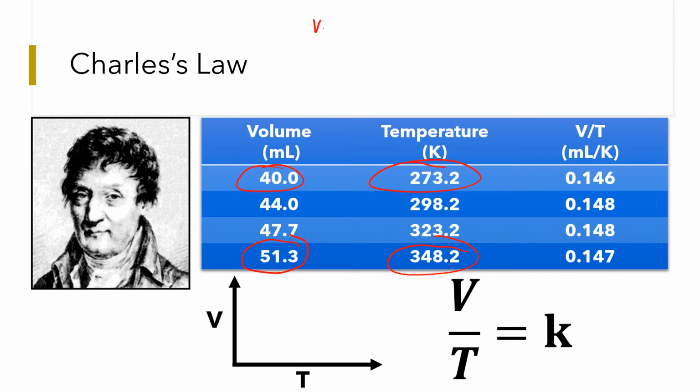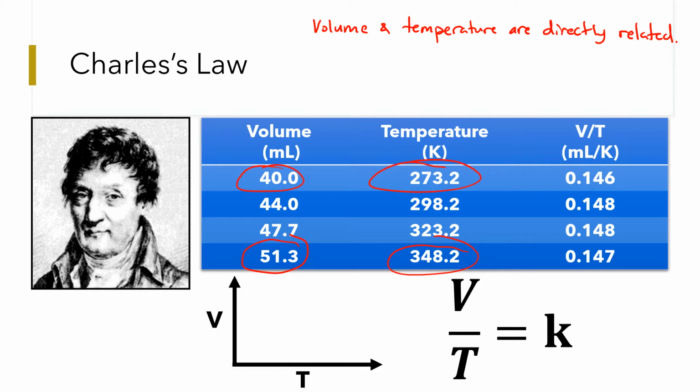So volume and temperature are directly related. Directly related means that if one goes up, the other one also goes up. So when volume goes up, temperature also goes up. But it also means if temperature goes down, then volume must go down as well.